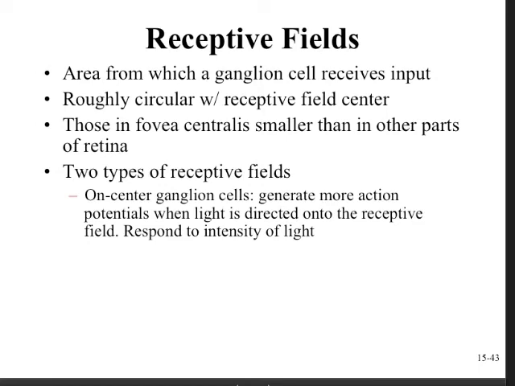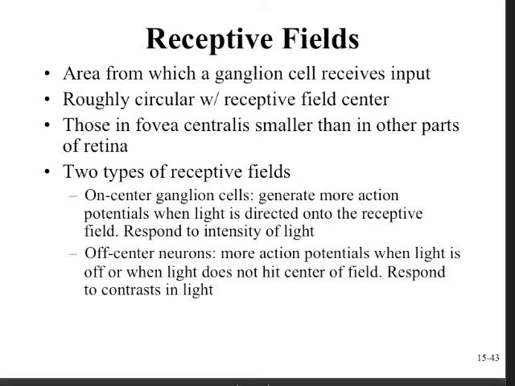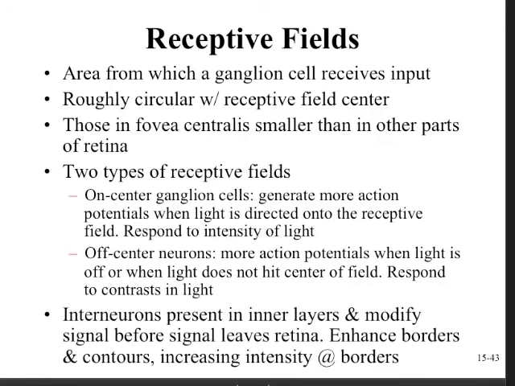An on-center ganglion cell generates more action potentials when the light is directed onto the receptive field, and it responds to light intensity, whereas an off-center neuron has more action potentials when the light is off or when the light doesn't hit the center of the field, and this responds to contrast in light. So these 2 act together to provide our visual acuity.